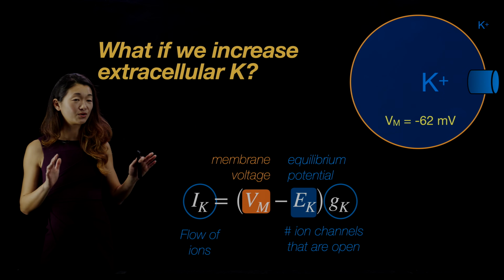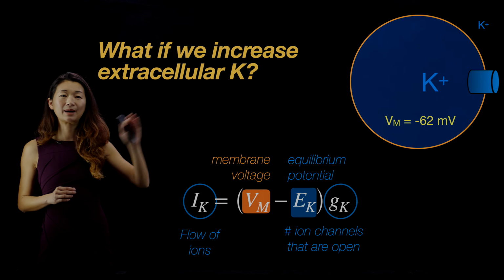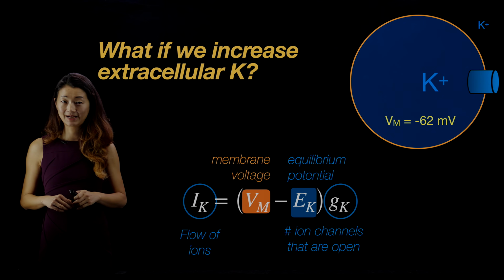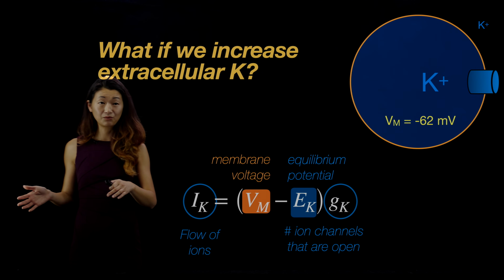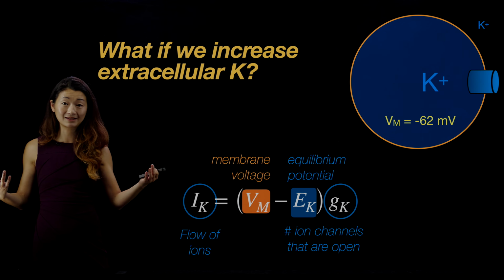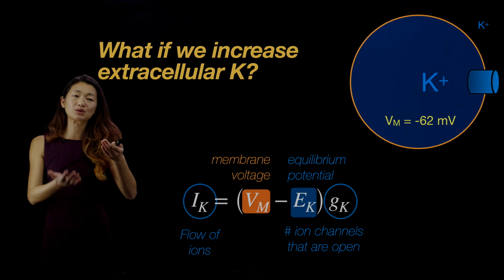So that's the RC equivalent of the flow of ions, and we can once again use the same equations to get to a more quantitative understanding of what happens if we increase extracellular potassium. Earlier, in the previous section of the lecture, we talked about what happens if we increase extracellular potassium in a hand-wavy way, by thinking about the direction in which things would move.